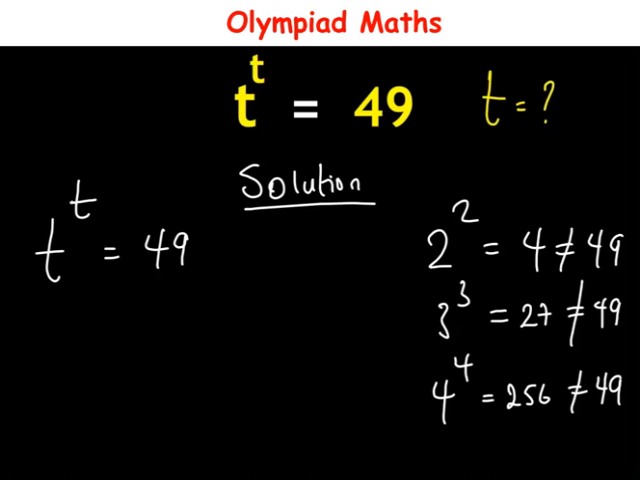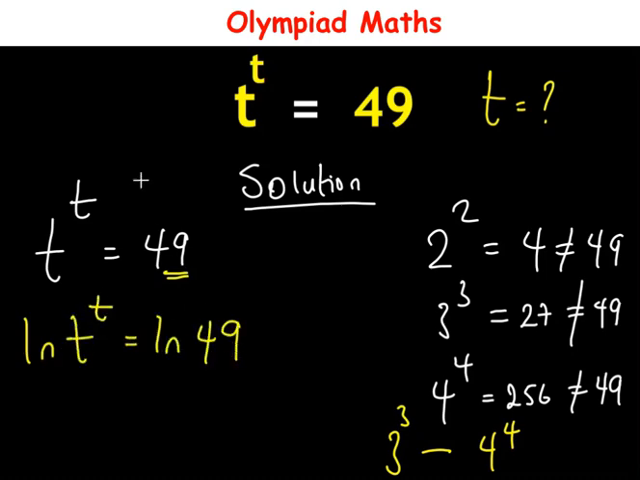But if you look closely, the value of 49 is in between 3 raised to the power 3 and 4 raised to the power 4. So to solve this without guessing, there is a much easier way, and this is how you can go about it. First, we are going to introduce natural logarithm to both sides of the equation. So ln t raised to the power t is equal to ln 49. And right here, ln is equal to log to base e, while log is equal to log to base 10. So that means that we can apply the property of logarithm or natural logarithm ln.